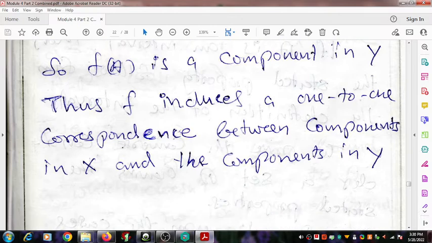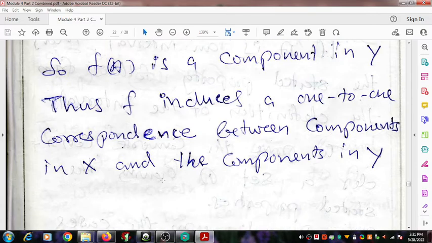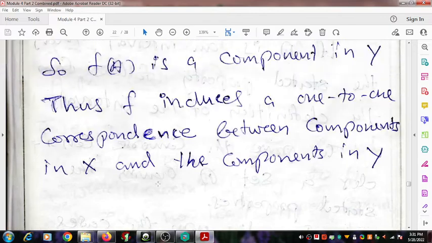Thus F induces a one-to-one correspondence between the components of X and the components of Y. And that's the end of the proof.